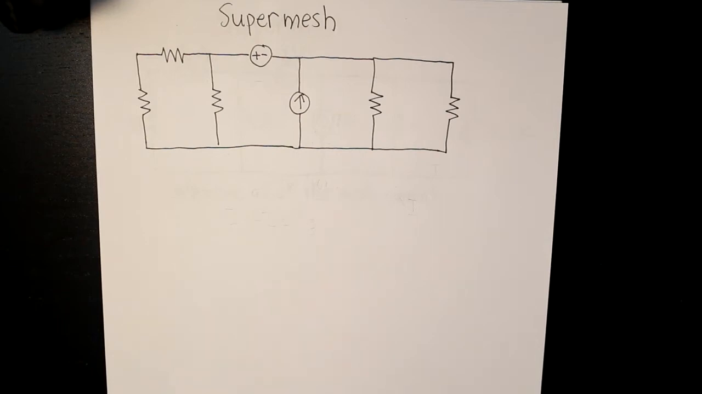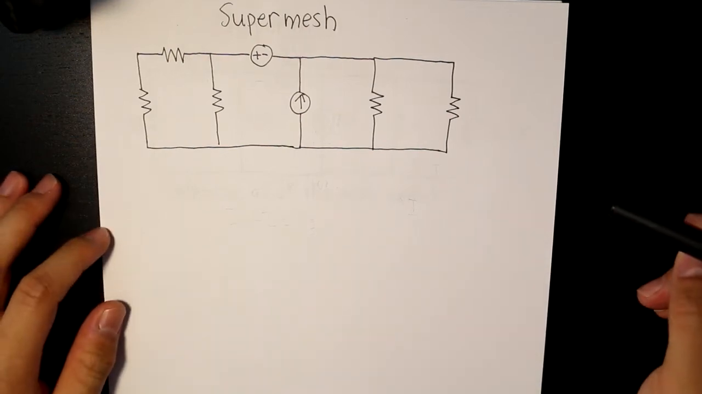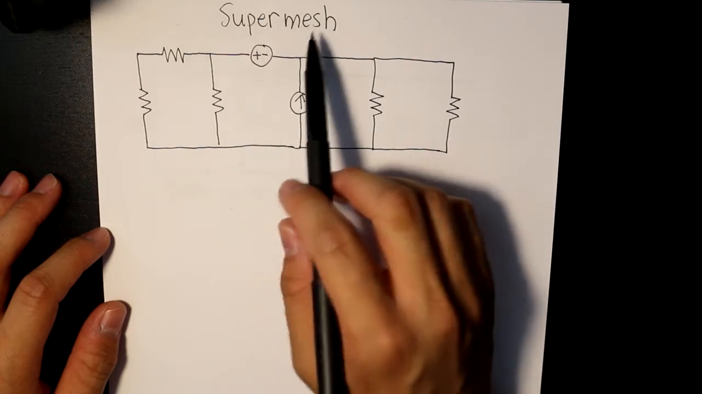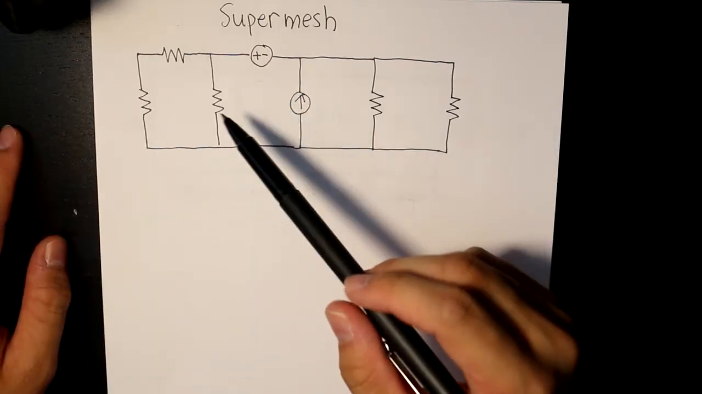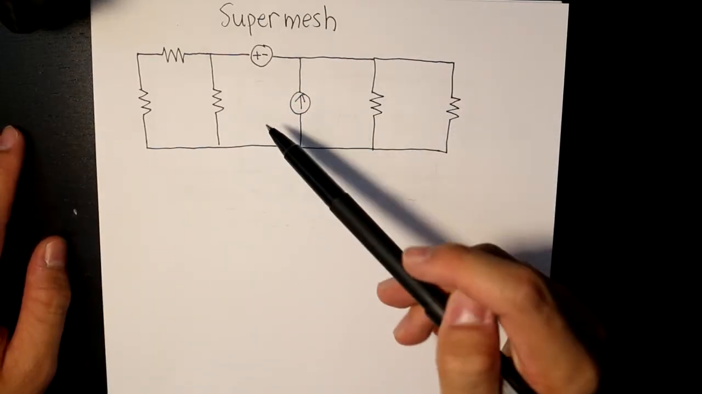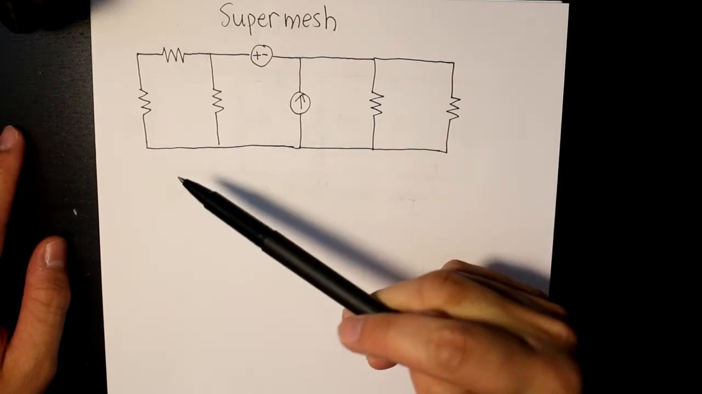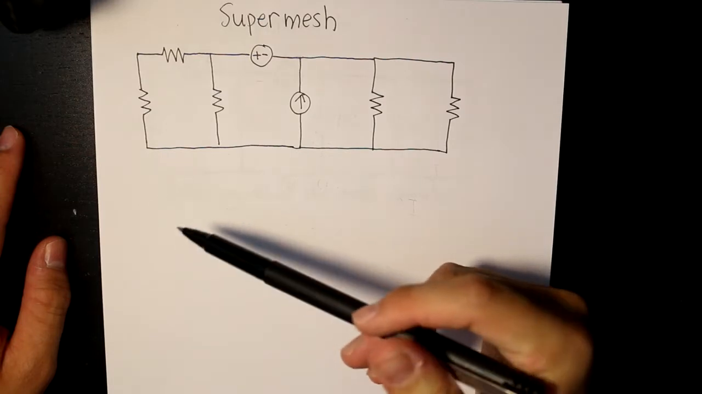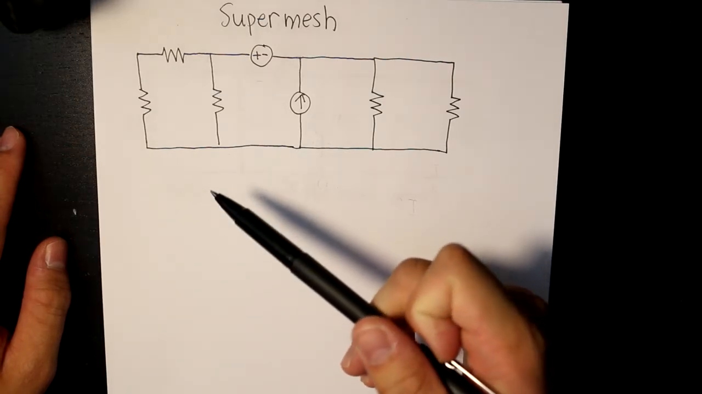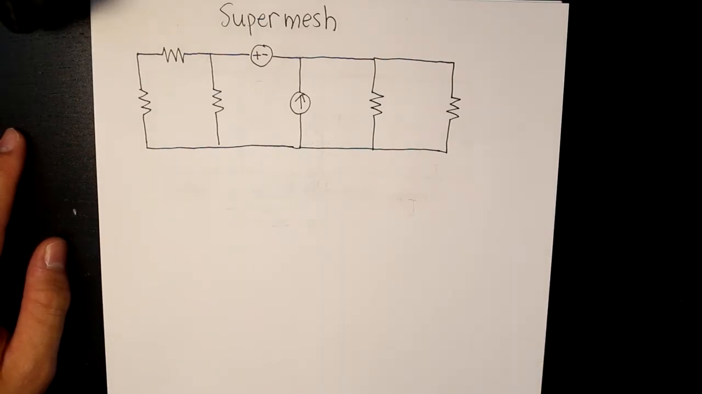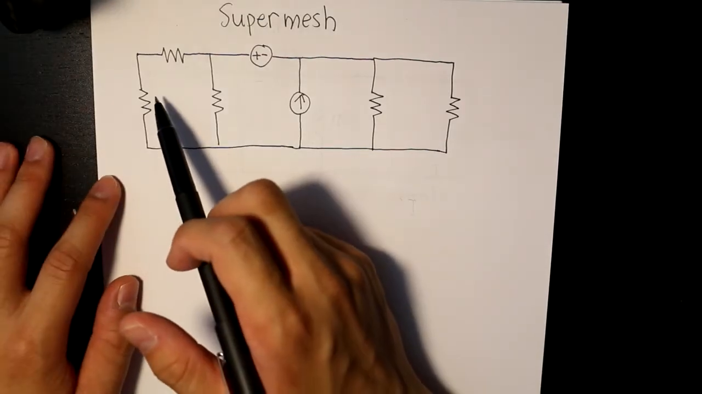Hello everyone. So today's video we will be talking about Supermesh. It consists of two mesh currents that are combined to one another because KVL cannot be used to solve for the elements that you're trying to find. So first, I'm going to make it more simple.